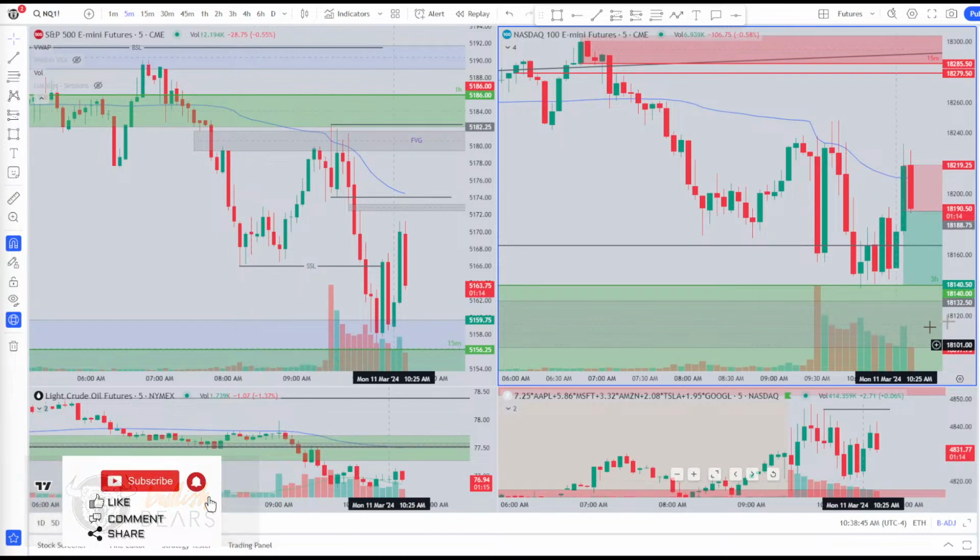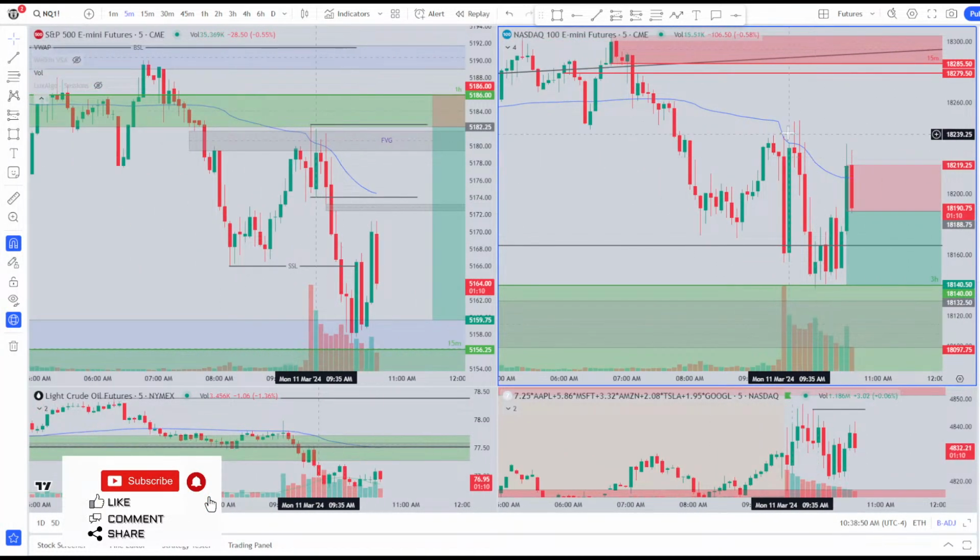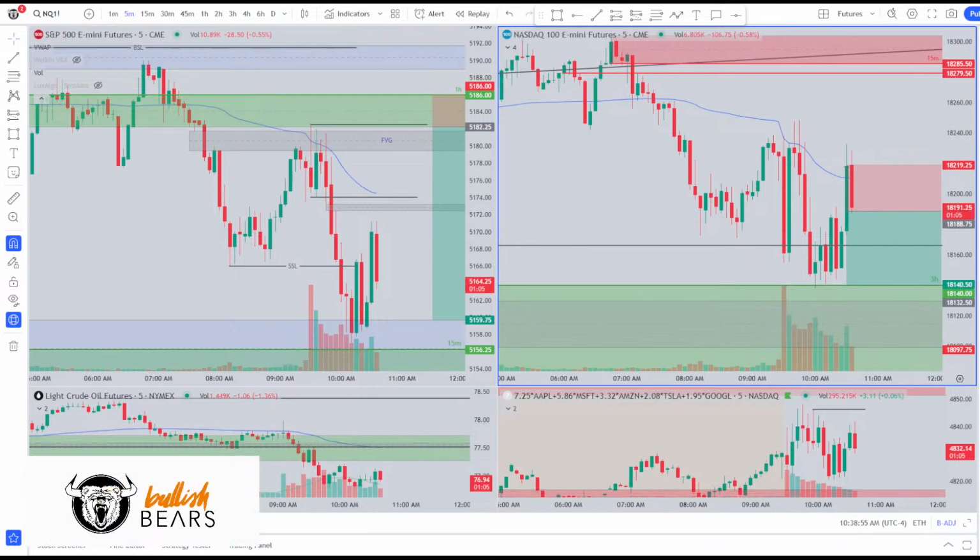We'll see about a NASDAQ short. Because I haven't learned my lesson, right? No, I'm just kidding. Now we trade the setups.